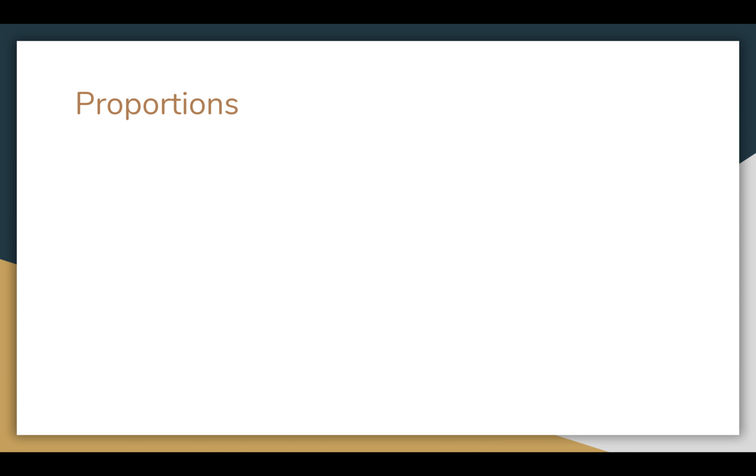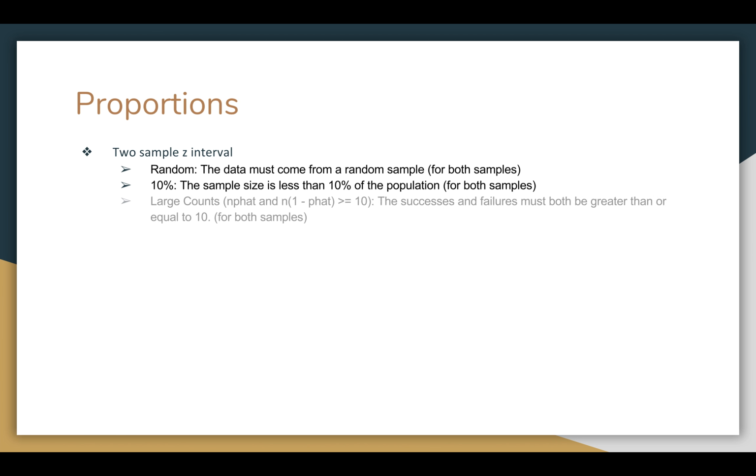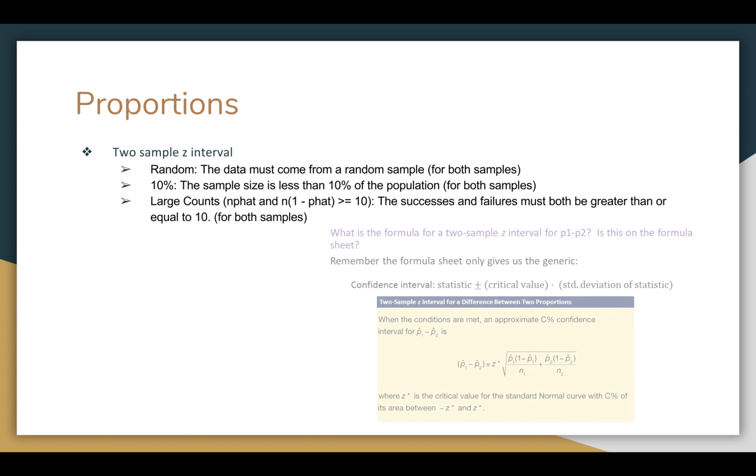The next confidence interval we'll cover for proportions is a two-sample z interval. Again, we check the conditions: random, 10%, and large counts. This is the equation for a two-sample z interval for p1 minus p2, where z star is the critical value for the standard normal curve.